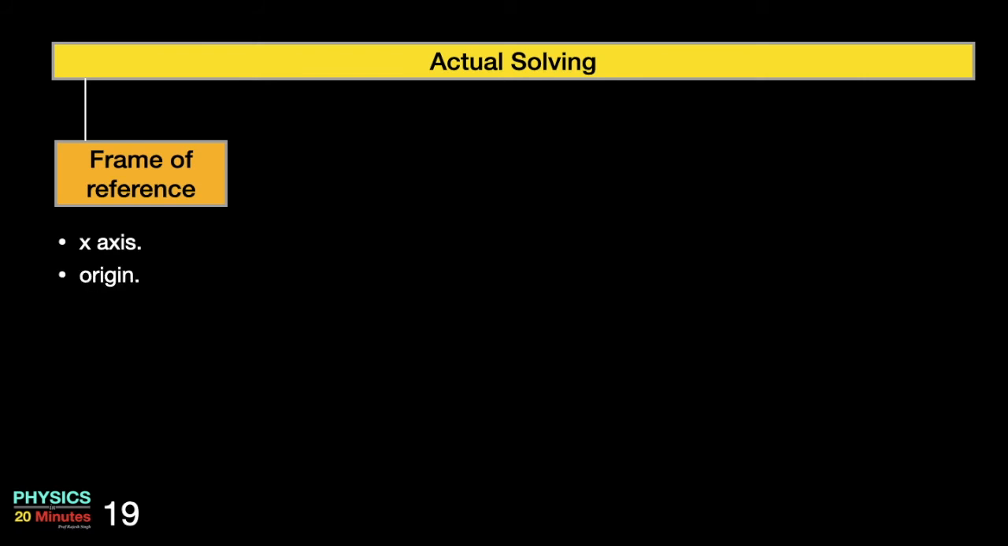Next is decision of origin. Where do you want to put the origin is very important, because that will decide your initial time, your initial position, your initial velocity, everything. Next is deciding positive side of the x-axis. That will give positive and negative signs to your displacement, velocity and acceleration vectors.